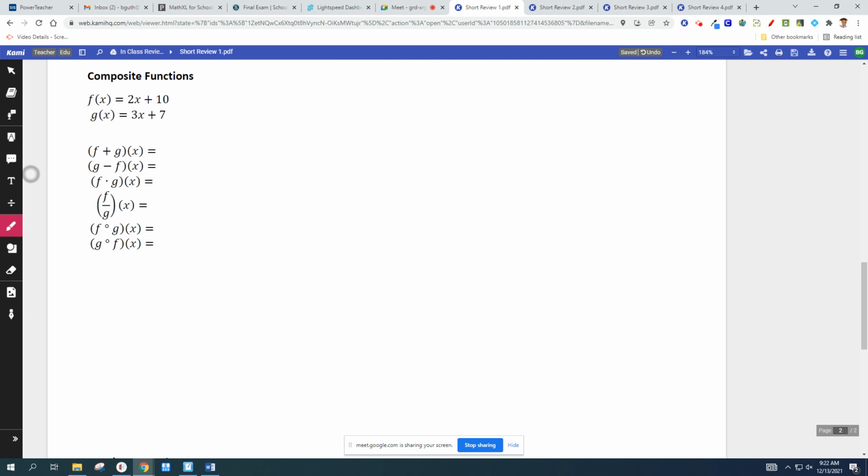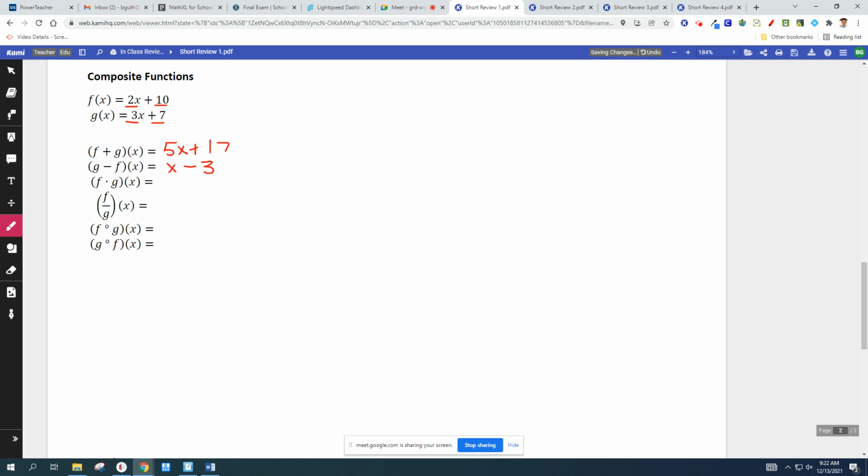Composite functions: add, subtract, multiply, divide, and take a composition. Well, adding, you just add like terms. So f plus g, you can have 2x plus 3x is 5x, and 10 plus 7 is 17. G minus f, so subtract, make sure you do it in the right order. G minus f is going to be x, and 7 minus 10 is going to be minus 3.